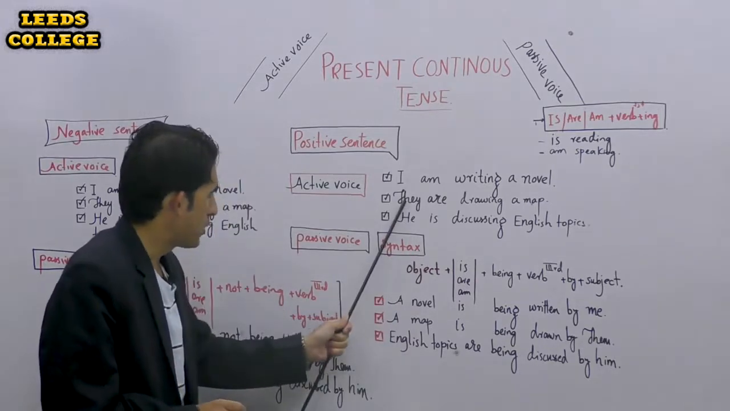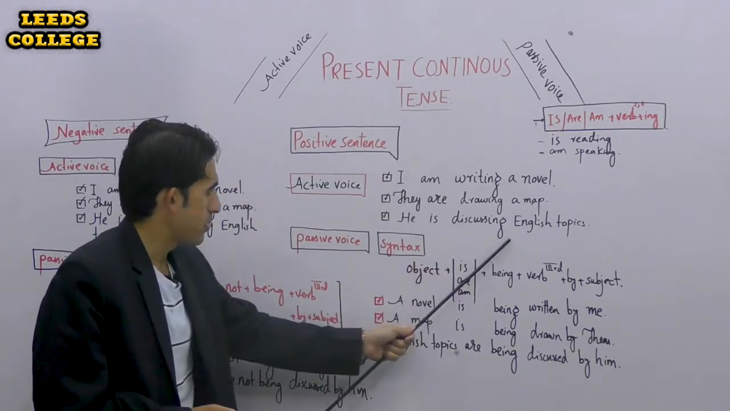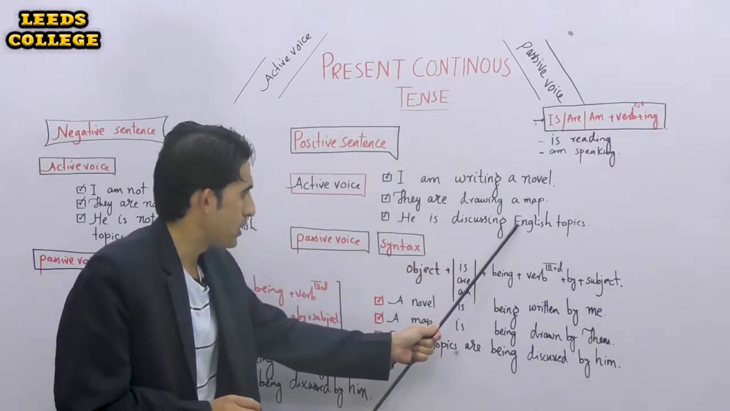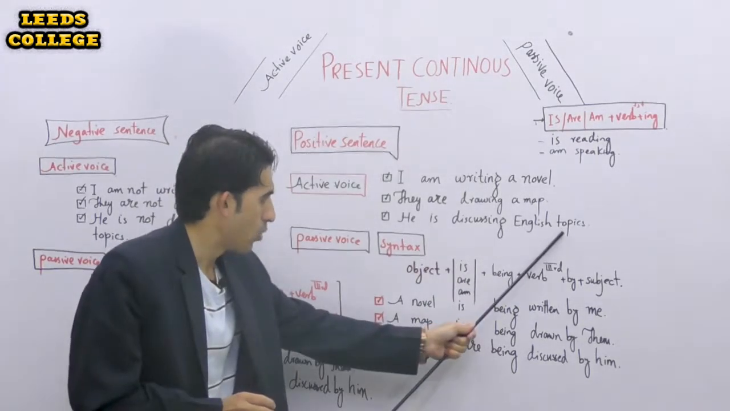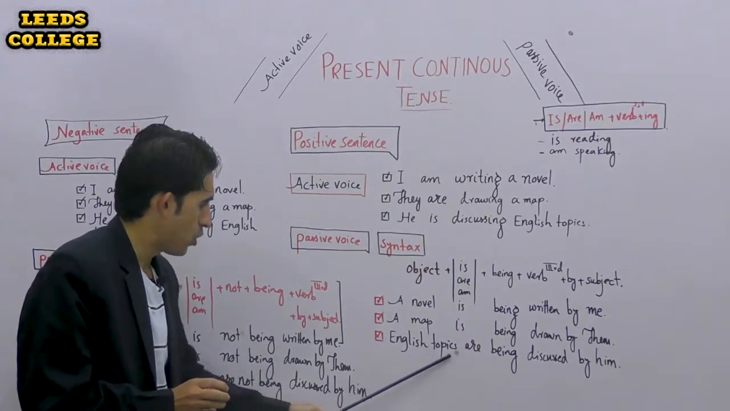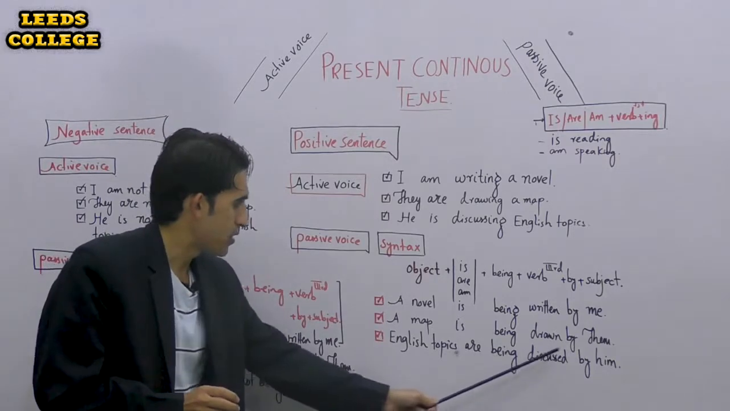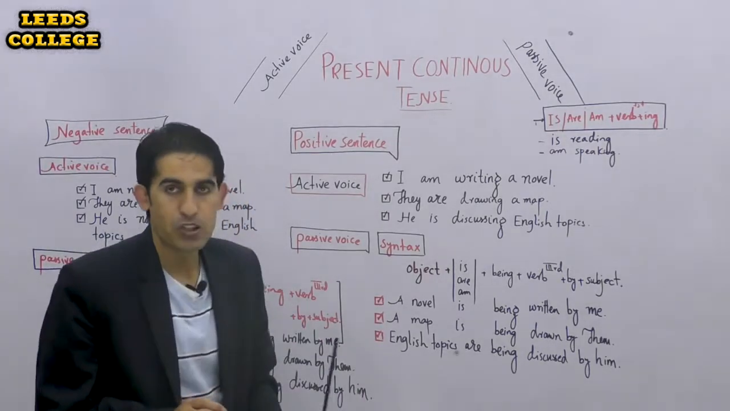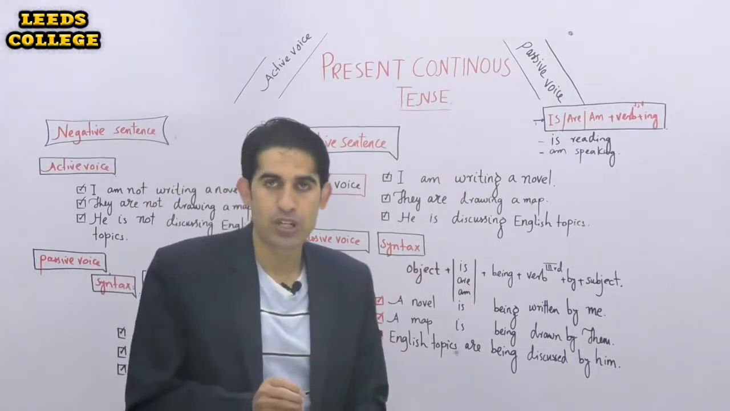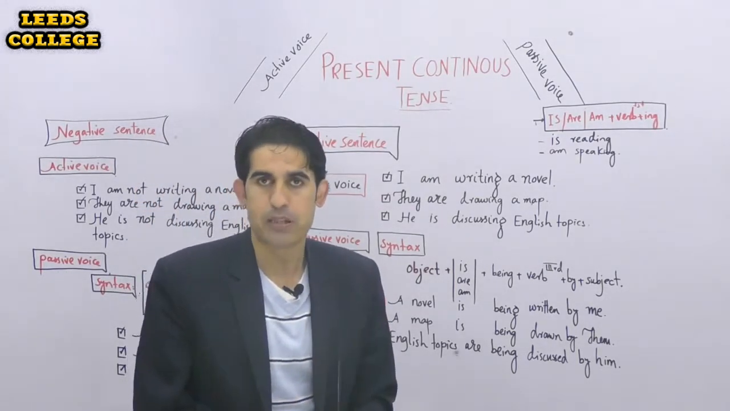We have the last active voice, he is discussing English topics. Now in this case, in the active voice, we have the plural object English topics. Accordingly, we will pick the plural auxiliary: English topics are being discussed by him. In active voice, the first form of the verb, the infinitive verb, changes into the past participle in the passive form.